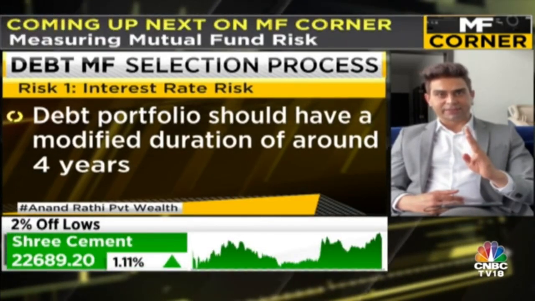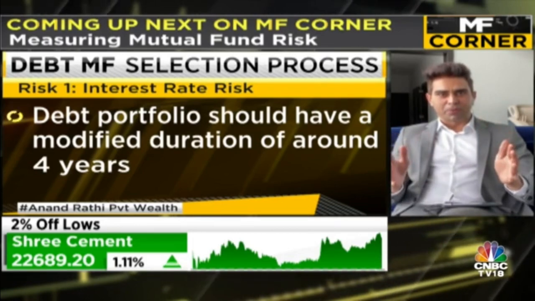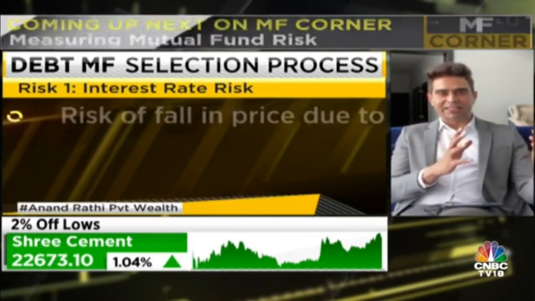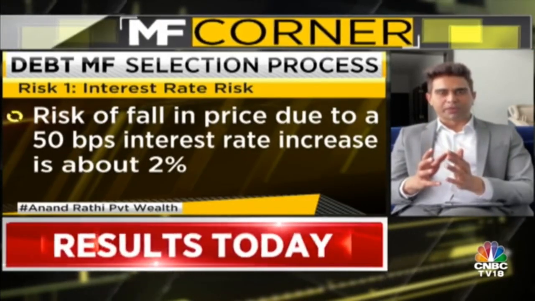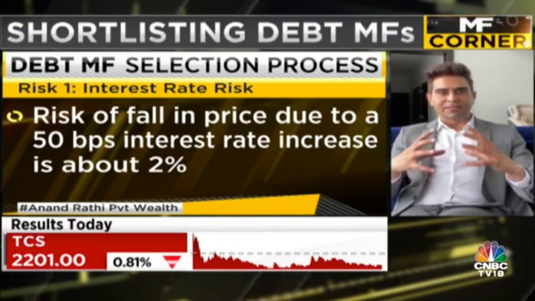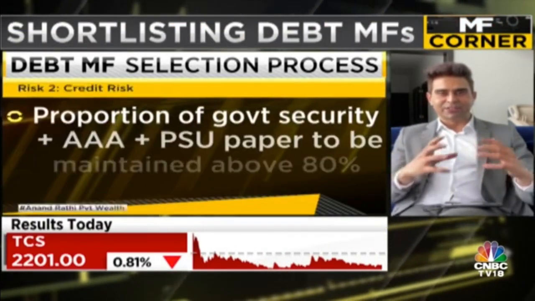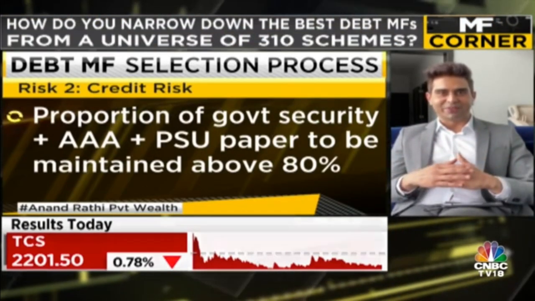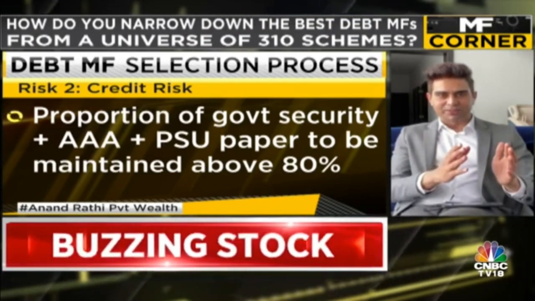The third objective is to have 80% of the money in PSU and GSEC and some portion of AAA, so that 80% of your money does not carry credit risk. In the recent past, there have been credit risk events that have materialized. So these are the 3 objectives.